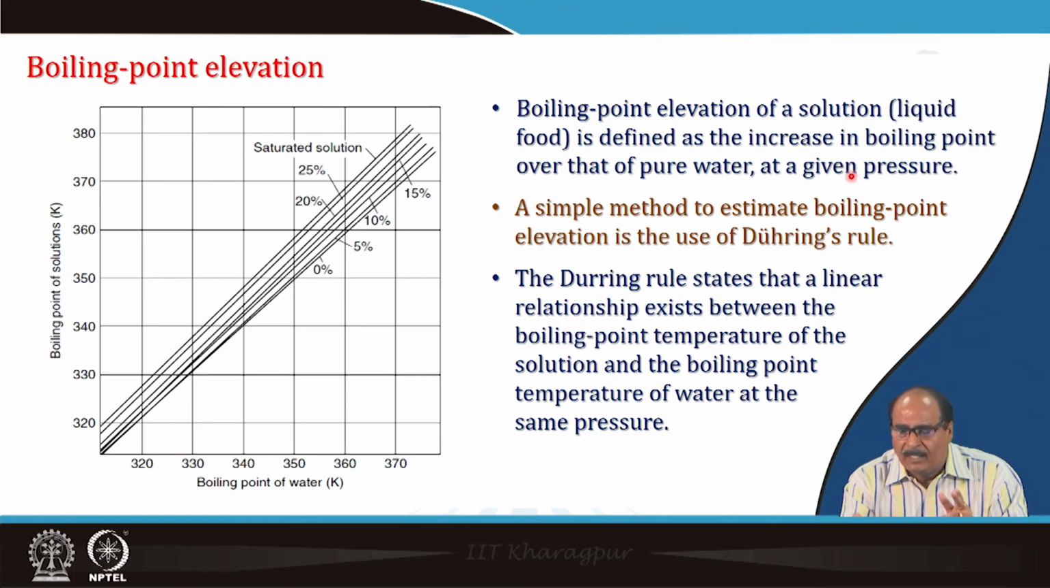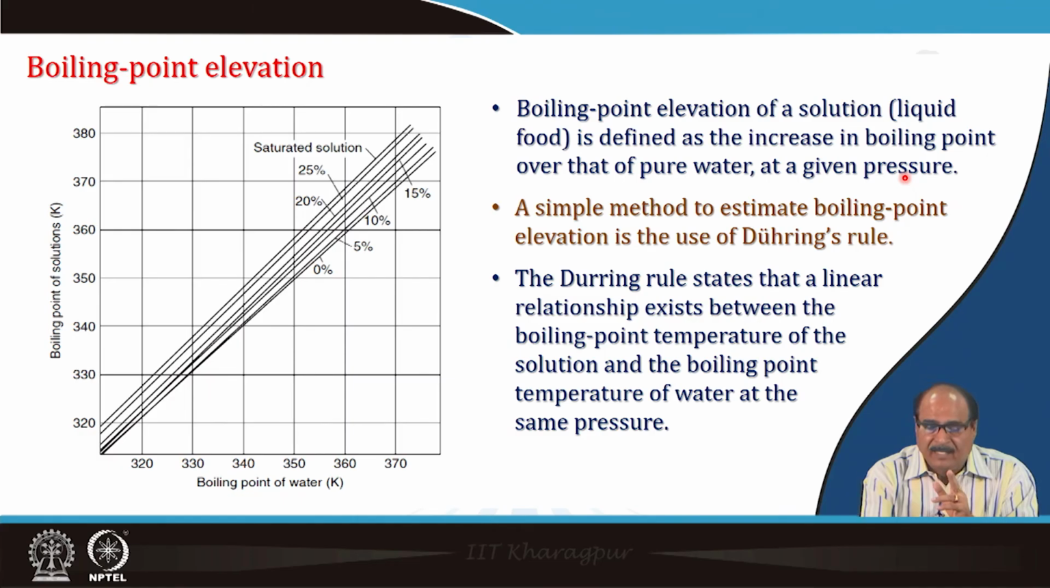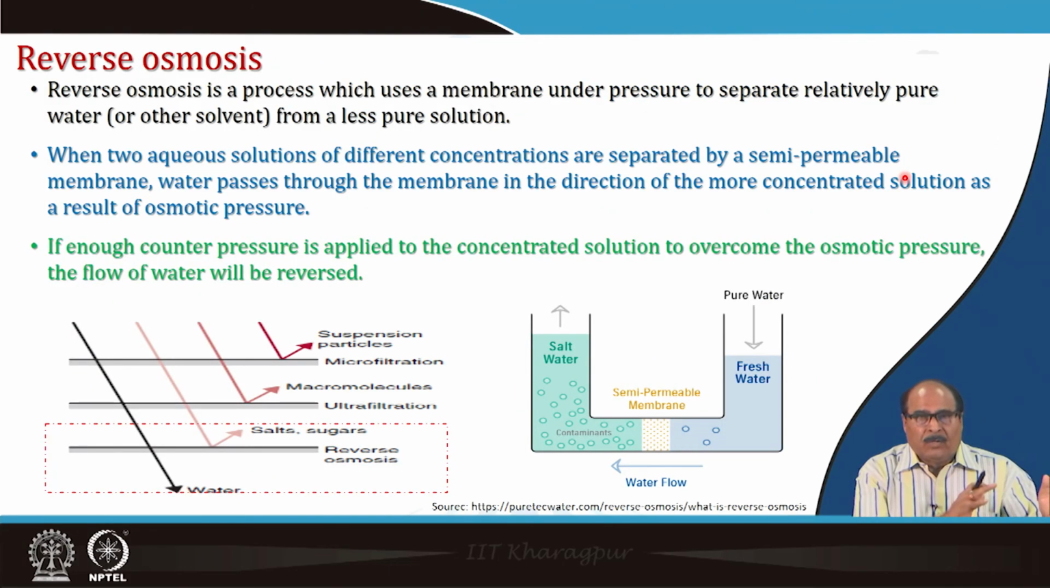of the pure water at a given pressure, and a simple method to estimate boiling point elevation is the use of Duhring's rule. The Duhring rule states that a linear relationship exists between the boiling point temperature of the solution and the boiling point temperature of the water at the same pressure. Okay. So, now we have studied the basic concepts of drying and concentration.